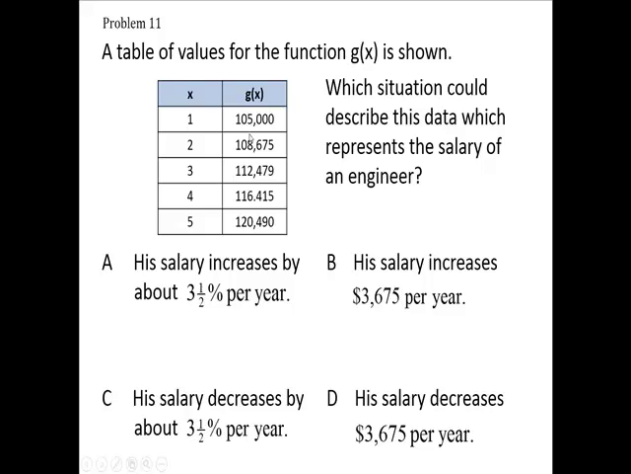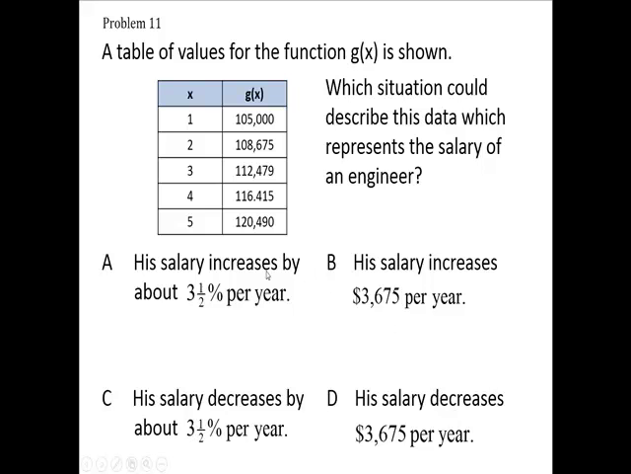Well, you can see it's going up every year, can't you? Going up each year. So that eliminates C and D. But does it increase by 3.5%, or does it go up a constant amount each year? Is it A or B? Because it's definitely not decreasing. It's not C or D.